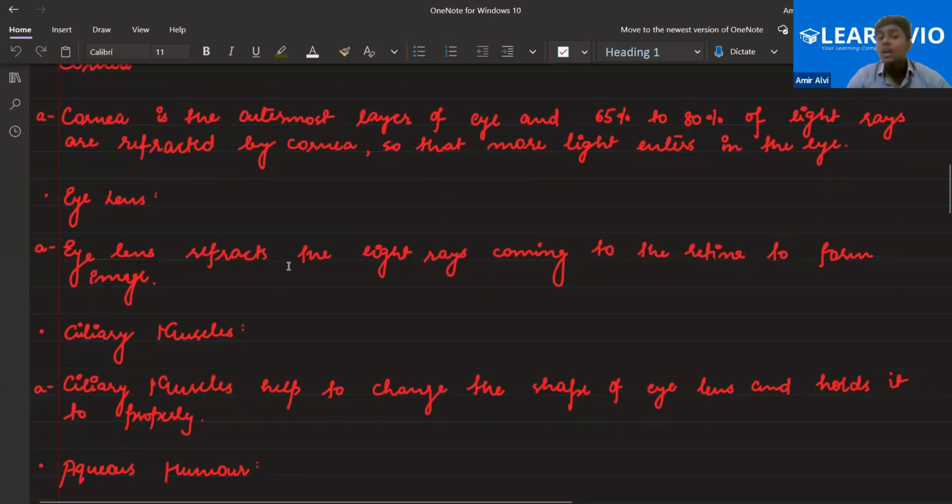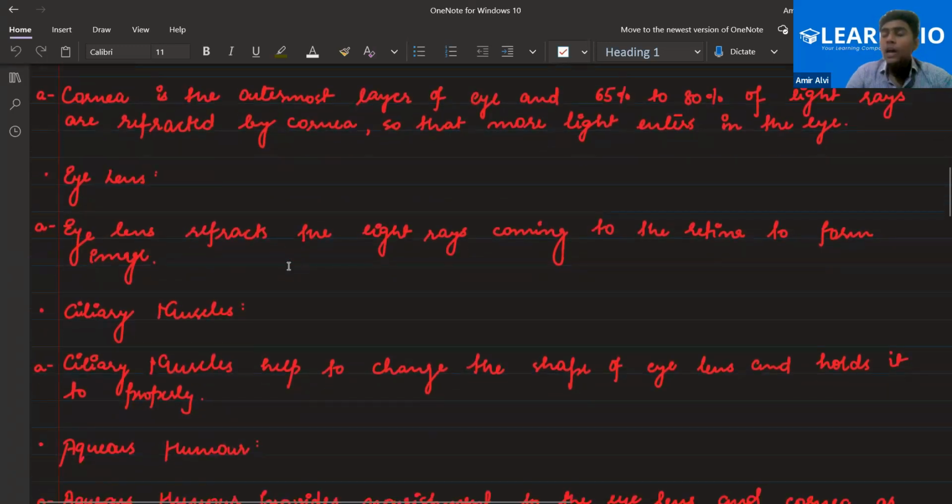Next is the ciliary muscles. The ciliary muscles are those muscles which hold the eye lens at a fixed point. So our eye lens is placed at a fixed point; it is not movable, right? The ciliary muscles hold it in a proper shape so that it does not slip or get displaced from its original position. It also helps to change the focal length of the lens. It helps the lens become thick or thin depending on the condition. That is done by the ciliary muscles, right?